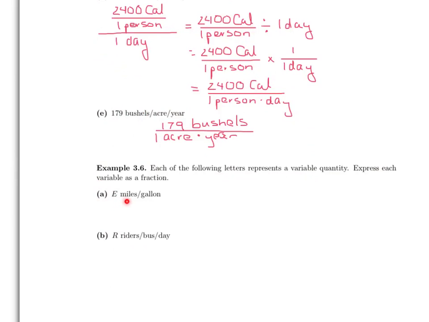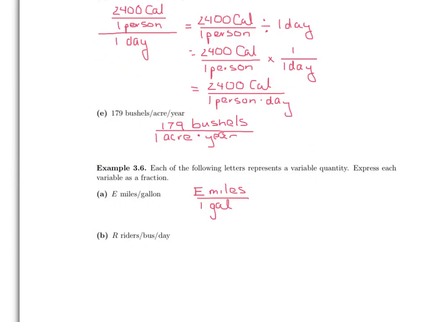We have E miles per gallon. You have to think that E represents a certain number of miles. Maybe E is 20, so we might be saying 20 miles per gallon. But instead, it's E. How do we write this as a fraction? Well, we do it the same way we did it in the last example. We write E miles divided by 1 gallon. Now let's look at part B.